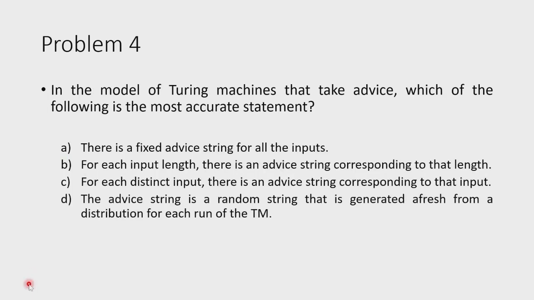So the next problem is, in the model of Turing machines that take advice, which of the following is the most accurate statement? A: There is a fixed advice string for all inputs. B: For each input length, there is an advice string corresponding to that length. C: For each distinct input, there is an advice string corresponding to that input, and the advice string is a randomly chosen string that is generated afresh from a distribution for each one of the TM. So which is the most accurate statement? Yeah, I think B. For each input length, there is just one advice string.